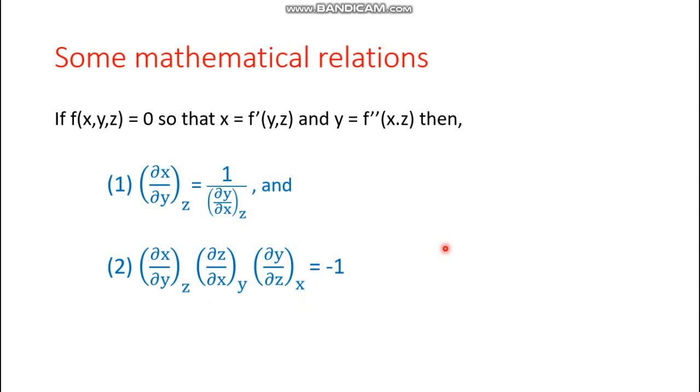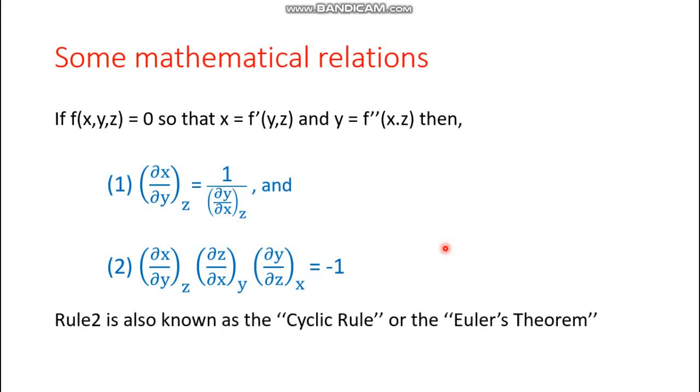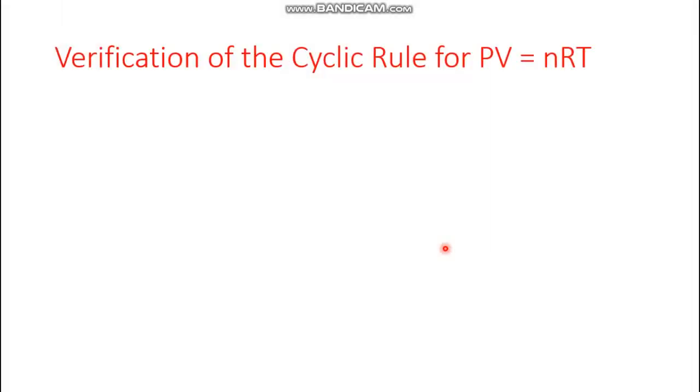Okay, this is also known as Euler's theorem or the cyclic rule. Now this cyclic rule can be verified with an example, such as the ideal gas equation PV equals nRT. That means PV minus nRT equals 0. So we can say that the function of P, V and T is 0, isn't it? So in that case, the cyclic rule can be applied.